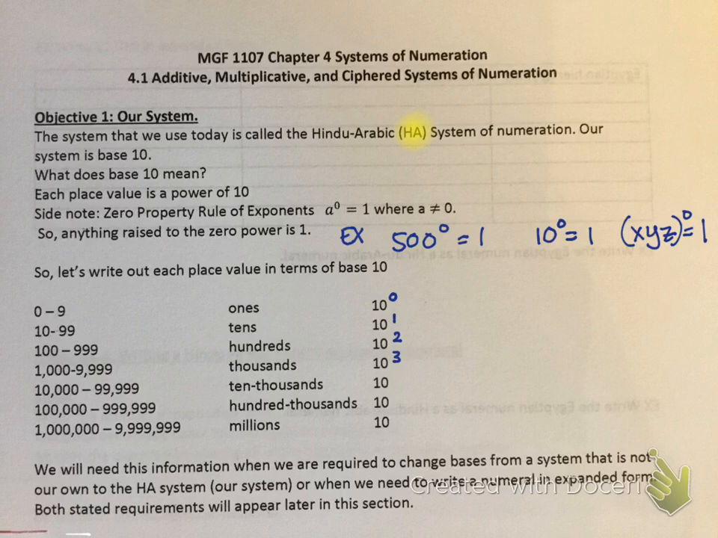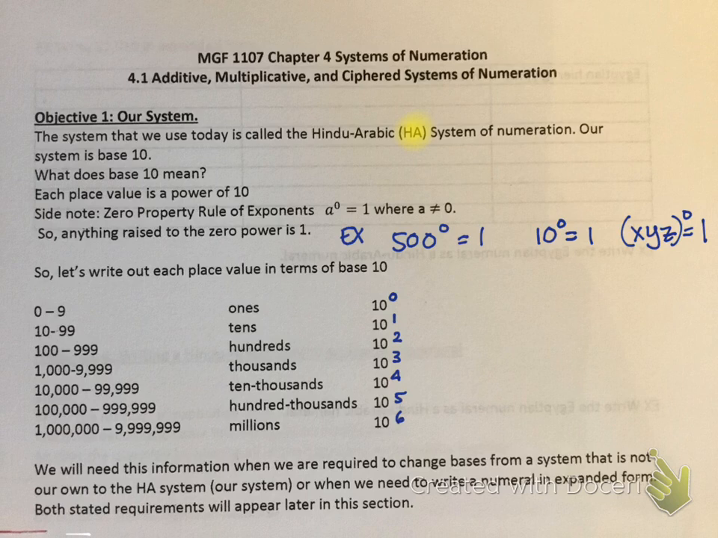10,000 to 99,999 is the 10,000s position, and hopefully you guessed this is 10 to the fourth. 100,000 to 999,999 is the 100,000s position, which is 10 to the fifth. And finally, this is not the last place value, but for us, just as an example, 1 million to 9,999,999 is the millions place value, and it's represented as 10 to the sixth.